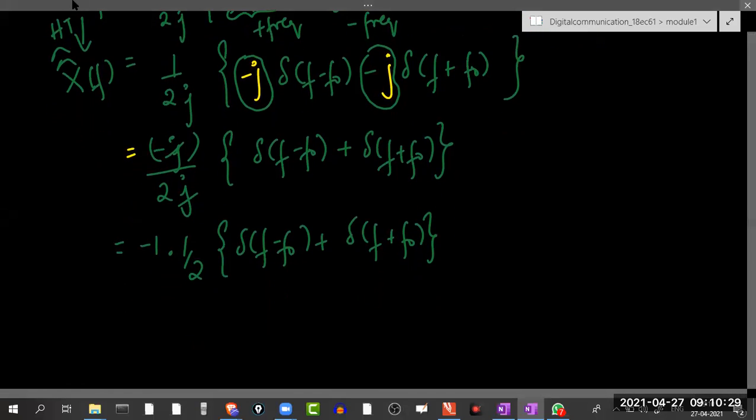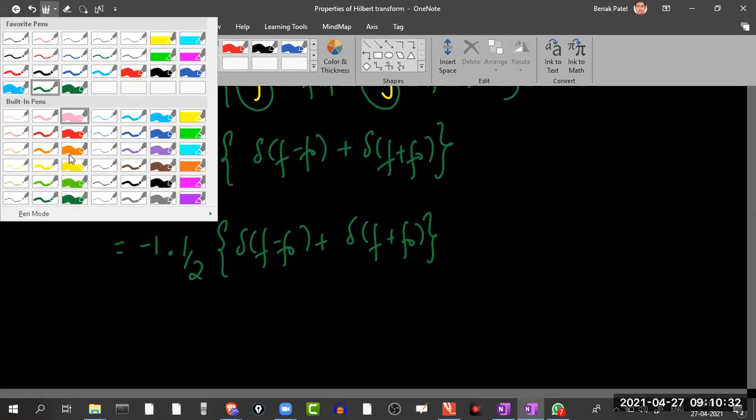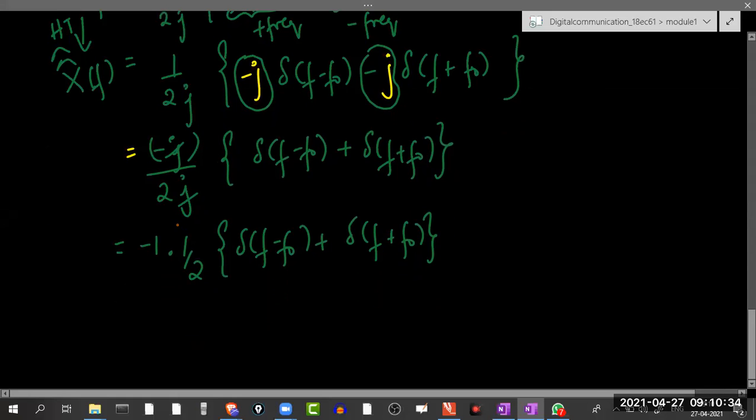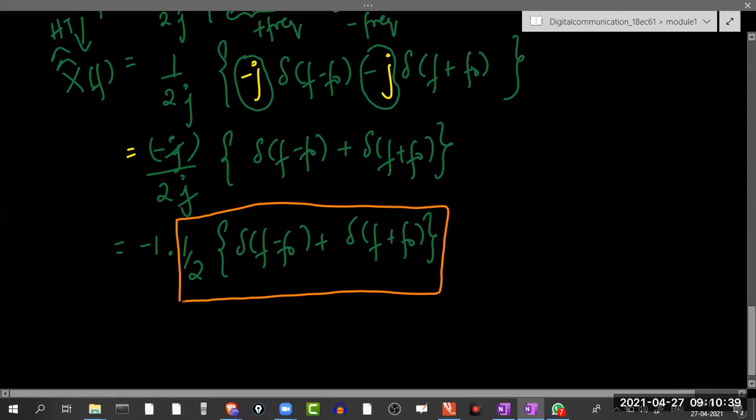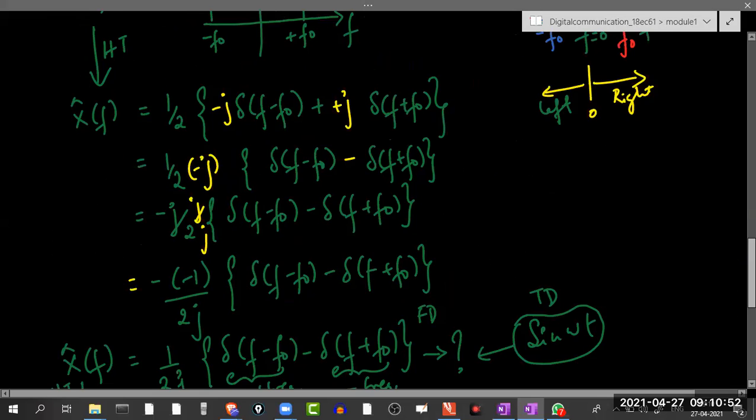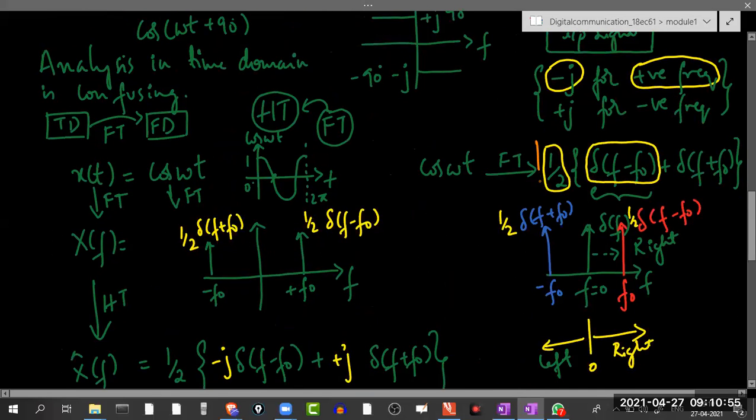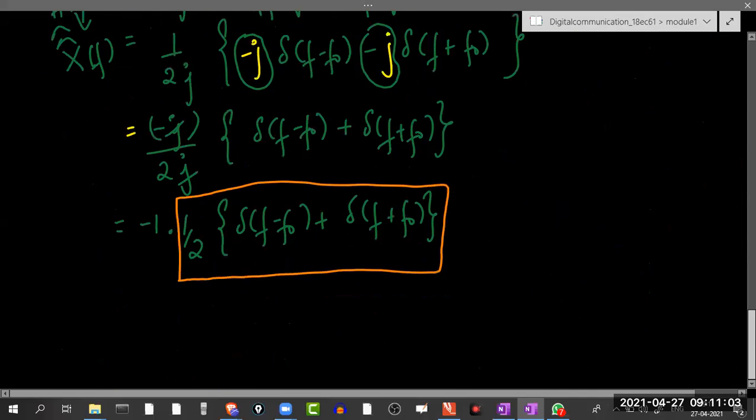Now, what is this function? I'll repeat my question again. Is this function familiar? Can I have some quick answers in the chat? What is this? No, it's not sine. Let me take you back over here. What is this? Half within the brackets delta f minus f naught plus delta f plus f naught. Is this the same function? Yes, it's the same function.